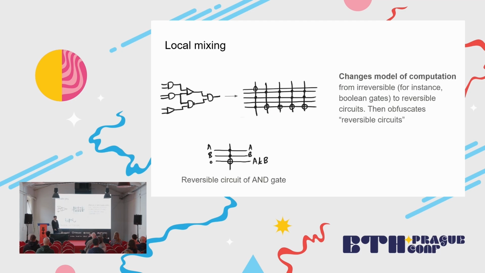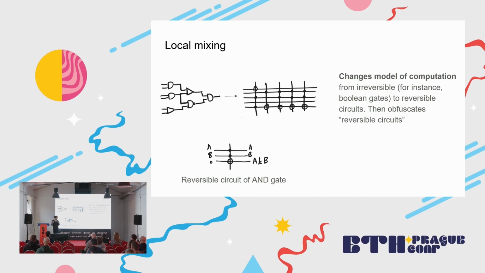Okay, so what is local mixing? Well, local mixing says that, instead of obfuscating Boolean gates, I'm going to change the model of computation. I'm going to obfuscate something called reversible circuits. You can think of reversible circuits as a collection of bit strings, like a collection of wires. And you put in gates one after the other, and each gate is itself reversible.